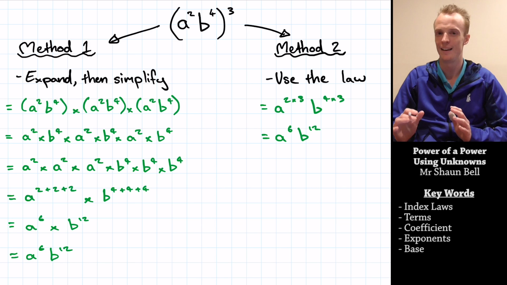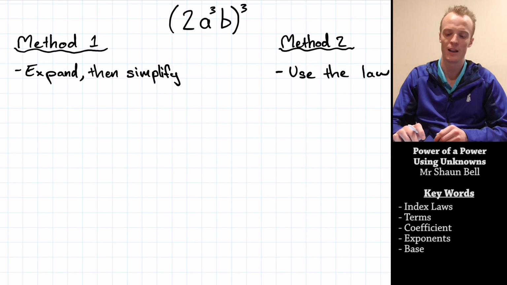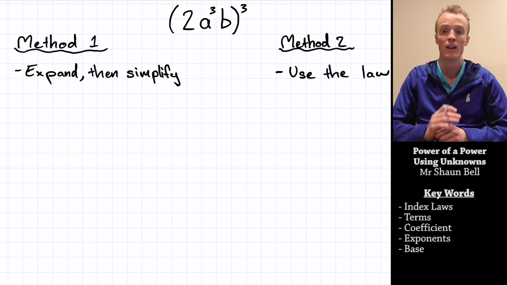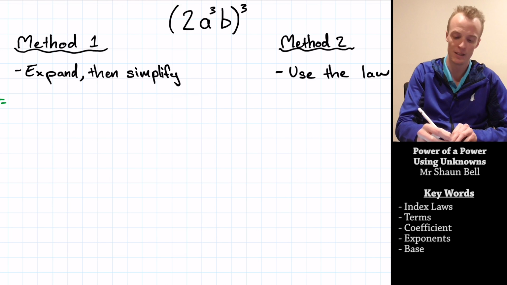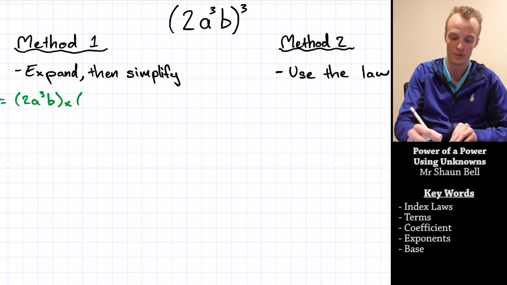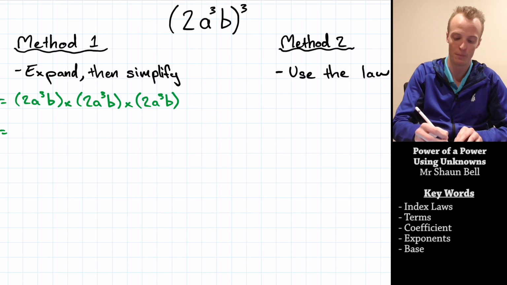And what you'll immediately see now is by using the law, we've found a much more efficient way to arrive at the same solution. But let's check out one more problem. Let's check out what happens if we've got more than one unknown, but also a coefficient. So once again, let's start by expanding. So this is equal to everything in the brackets, 2a to the power of 3, b, times itself 3 times. But now you've guessed it, we've got nothing but multiplication in this problem. So we can rewrite this without the brackets.